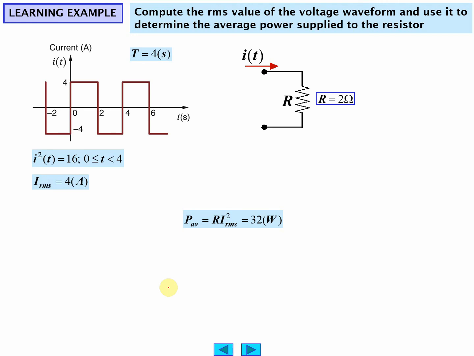Now this next one is not too tough. This is like a piece of cake, because you'll notice there's no DC offset. It's symmetric. It goes up to 4 and it goes down to 4. When you square it, I squared is always 16. When it's positive, it's 16. When it's negative, negative 4 squared is 16. The period is 4 seconds. So that's pretty easy. It's almost like the DC case. The average power, R I squared, is 16 times 2, or 32.